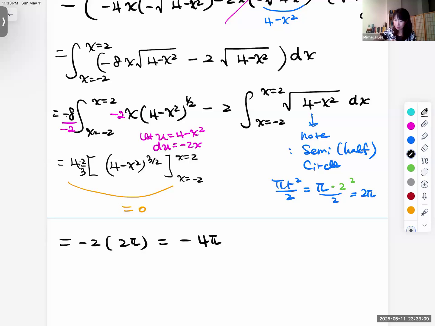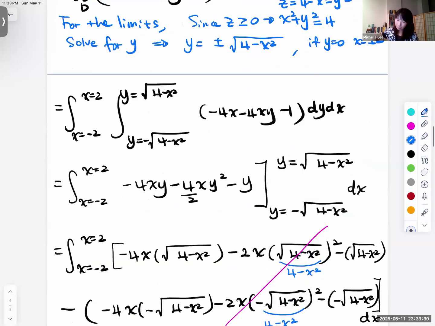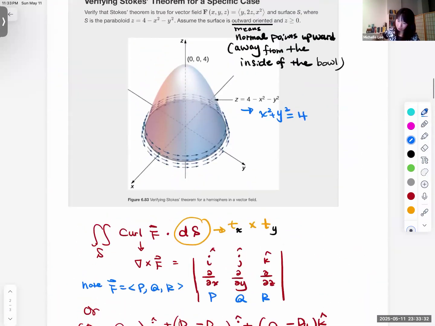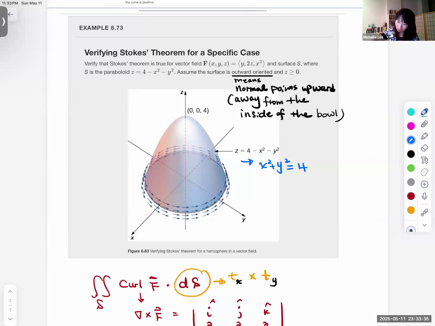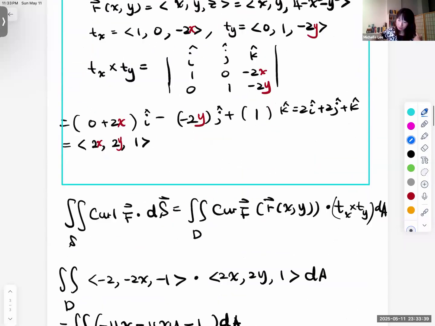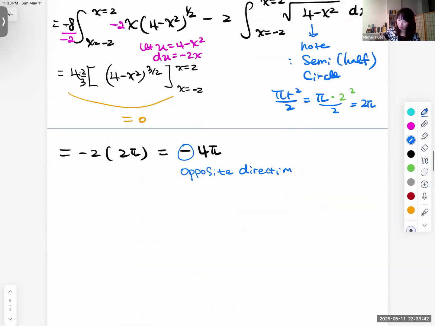Okay, then what does the negative mean? It's the opposite direction, right? So we have the opposite direction. In the beginning, they say the surface is the outward direction, right? So let me see. We had outward oriented, so we can say inward then.